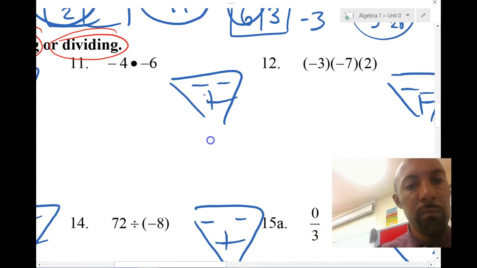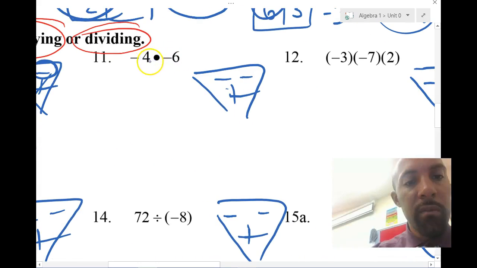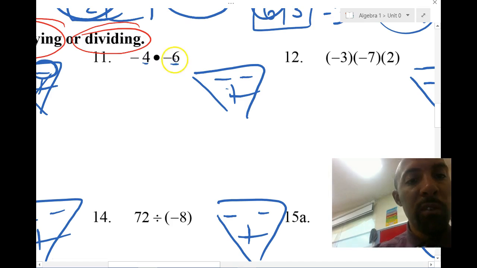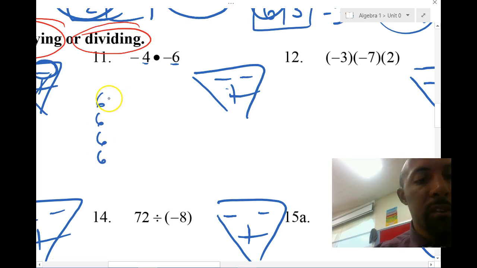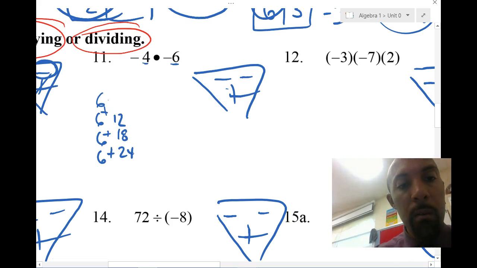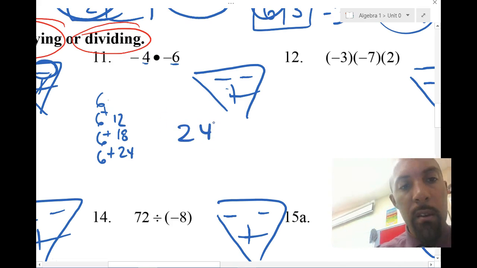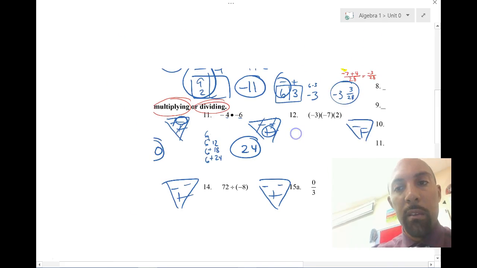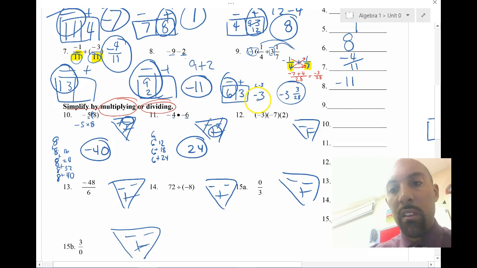Okay, next one. Now again, do the numbers, multiply them. 4 times 6, I don't know what that is, but this means I have 4 6s. So 1, 2, 3, 4. So 6 plus 6, that's 12. Plus 6, 18. Plus 6, 24. Okay. So now 24, but then I have 4 is minus, 6 is minus, so we know it's plus. Okay, and let's go back and put in our answers. I forgot to put in an answer for number 9.